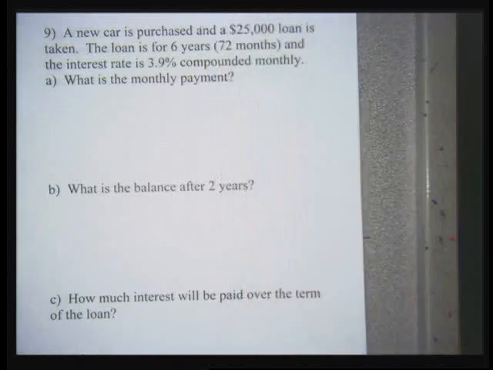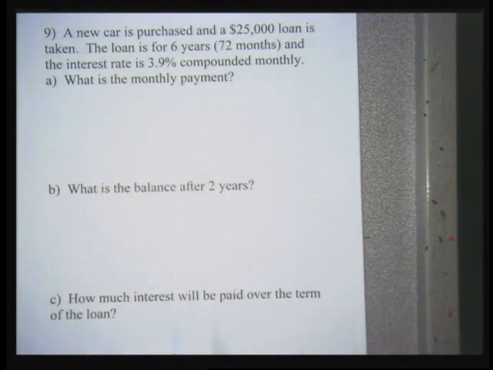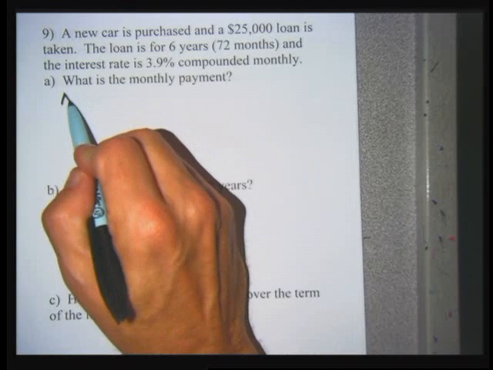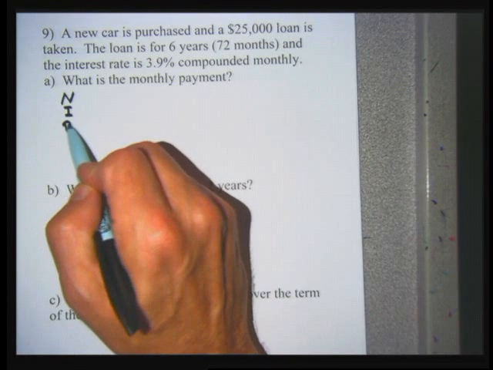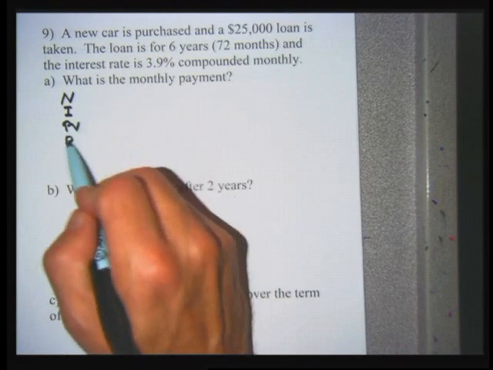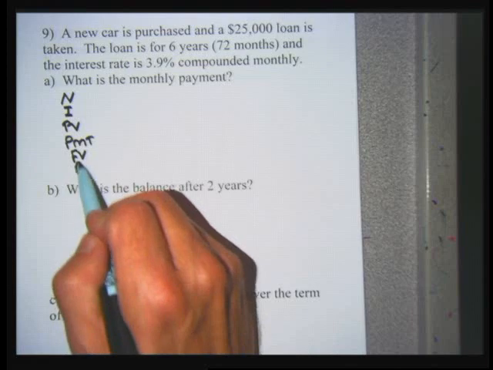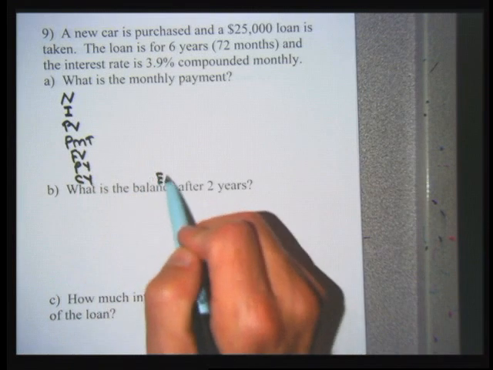Money problem. So part A of number 9, figure out a payment. So that's from the regular TVM solver screen. So I'm going to have to do an N, an I, a PV, a PMT, an FV, a PY, a CY, and I'm going to leave the calculator on end.